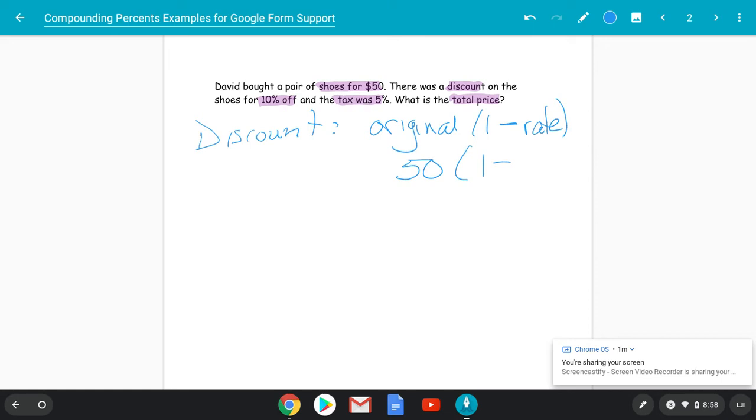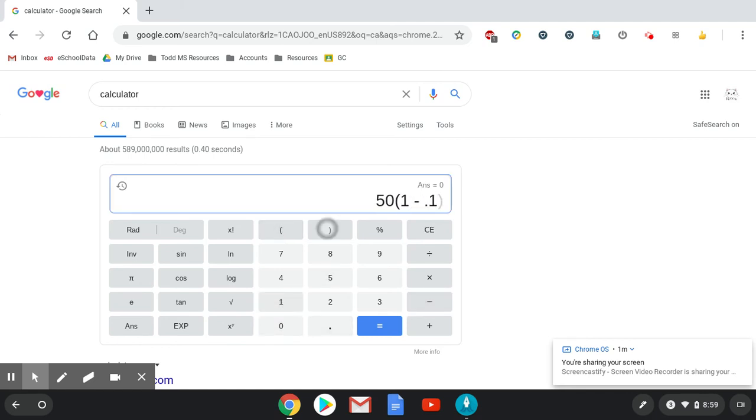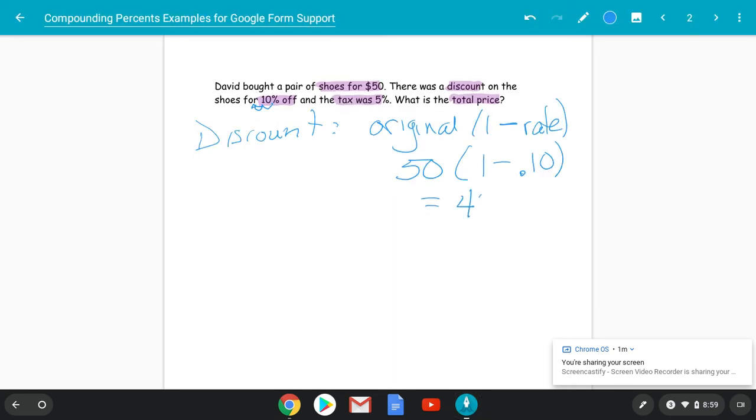So if you remember, we can go up here and we can take this 10%, move our decimal 2 places to get 0.10. All right, so now we're ready to do this computation. So we're going to do 50 times 1 minus 10%. So we can go to our calculator. We're going to do 50, open parentheses, 1 minus 10%. And that is going to give us $45.